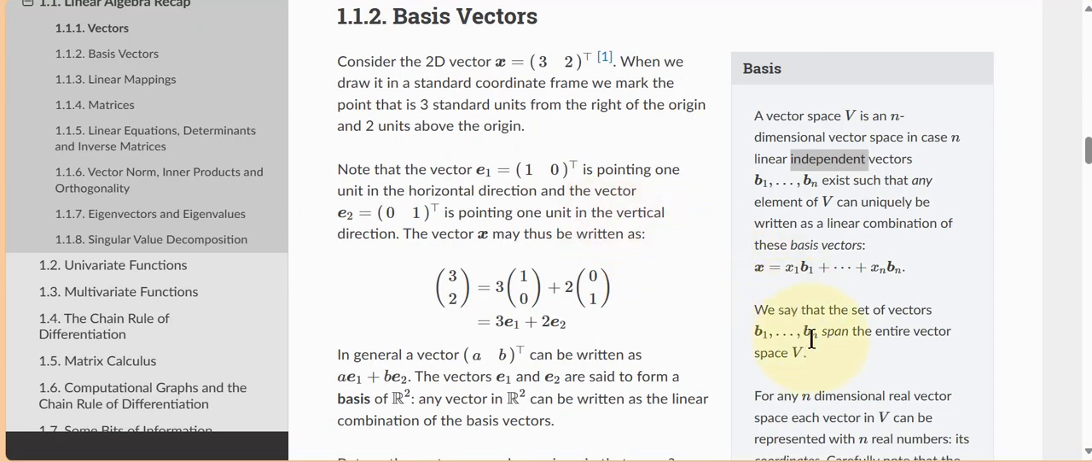And now they introduce another word. A set of vectors spans the space V, and so these span R2, but also I was talking about throwing in another vector here, or maybe even two more vectors here. They also would span R2. So spanning just means that you can write any vector as a linear combination of the vectors here.